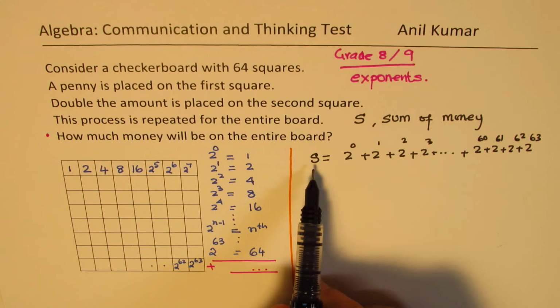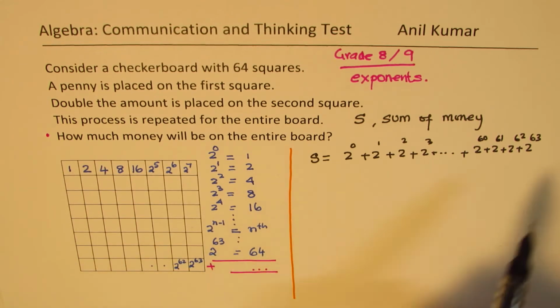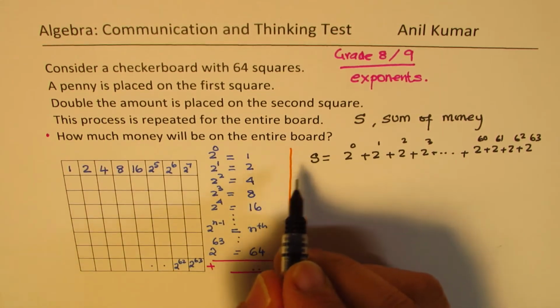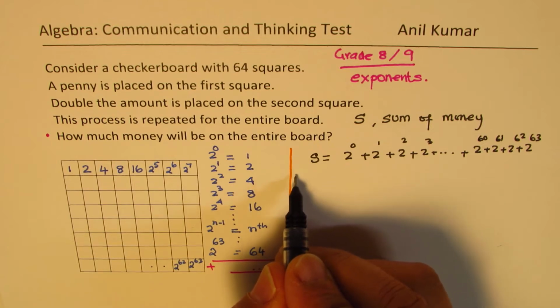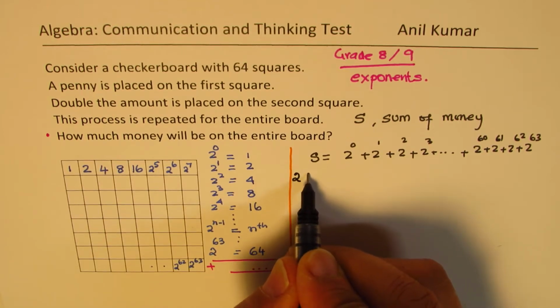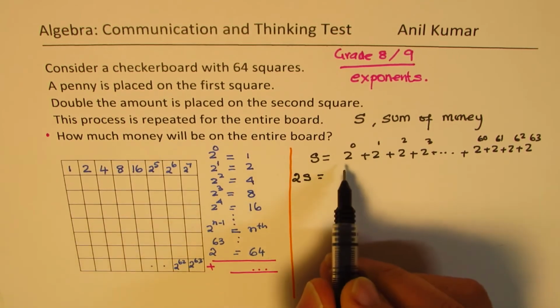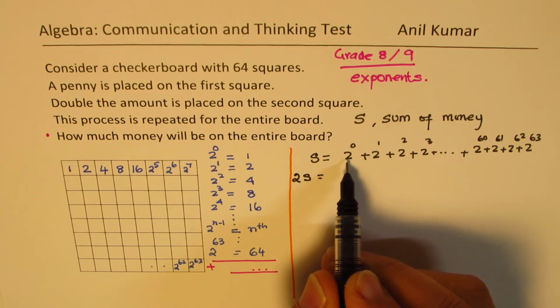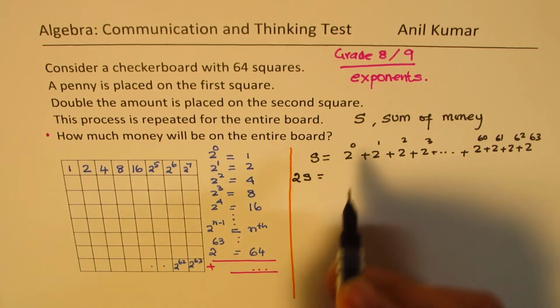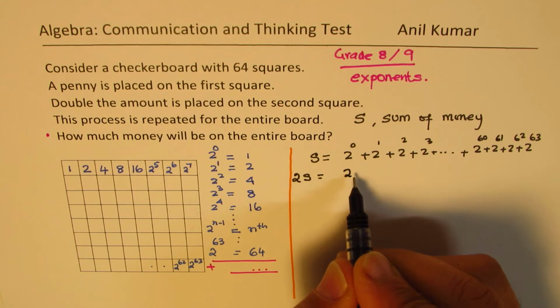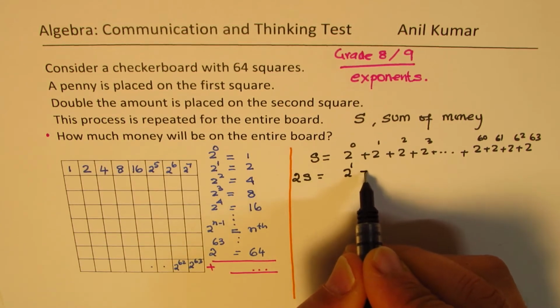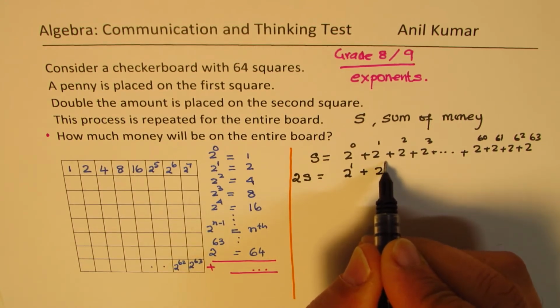Now, we need to calculate this S. The best way to do it is like this. We can multiply this by 2. So if I multiply by 2, I get 2 times S equals 2. Now, if I multiply by 2, what do I get here? Well, I get here 2 to the power of 1 plus 2 to the power of 2, right?